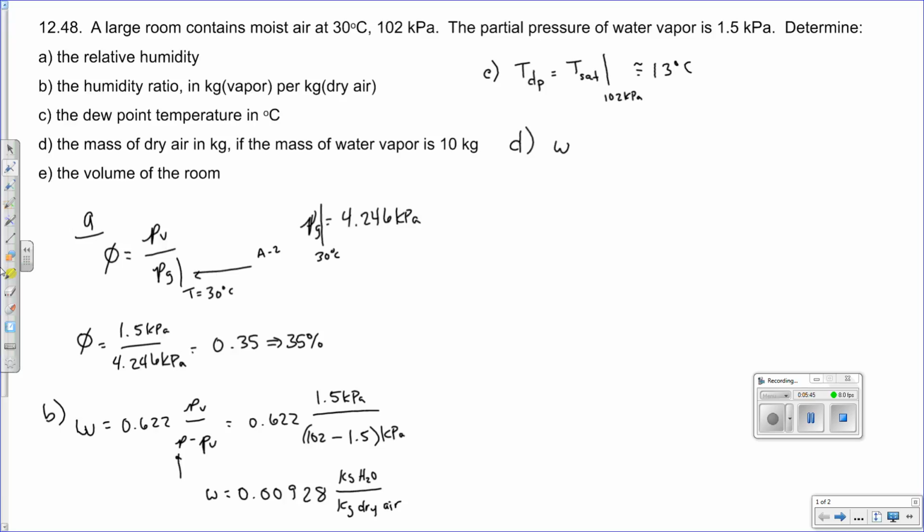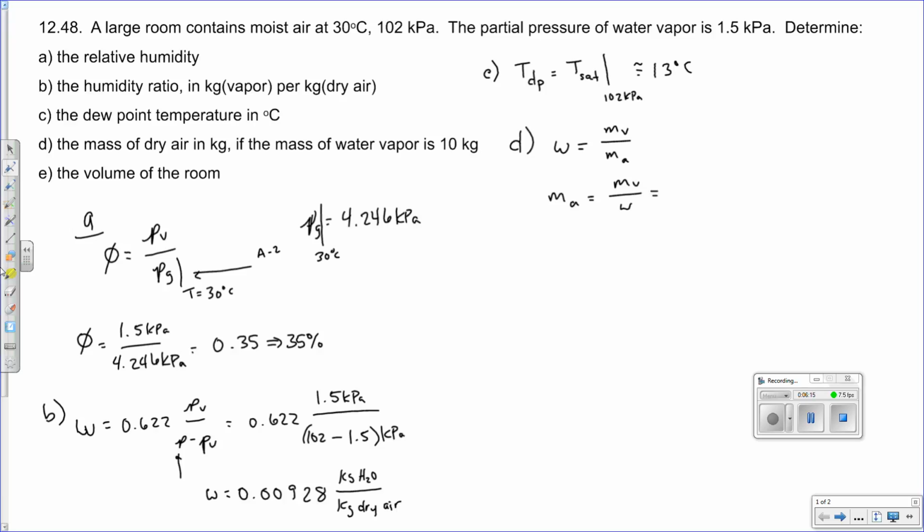Therefore, if you remember that the absolute humidity is simply defined as the mass of vapor in your air with respect to the mass of dry air, this is how your absolute humidity is defined, then we can just solve for the mass of dry air by rearranging this equation, mv over omega.